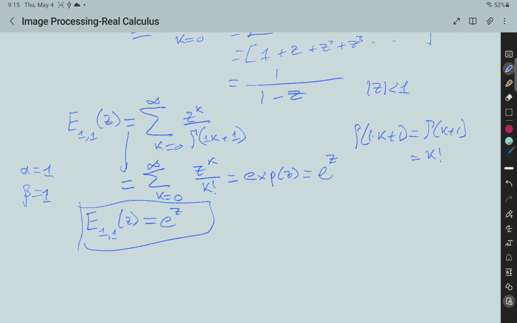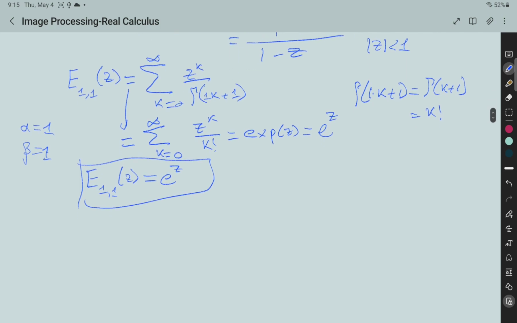Okay. So let's do another one. Let's see. What happens when alpha is equal to 1 and beta, let's say, is equal to 3? Okay. So then you have the Mittag-Leffler function.